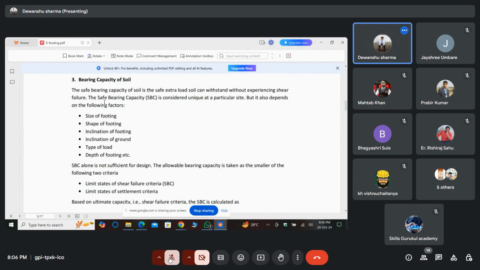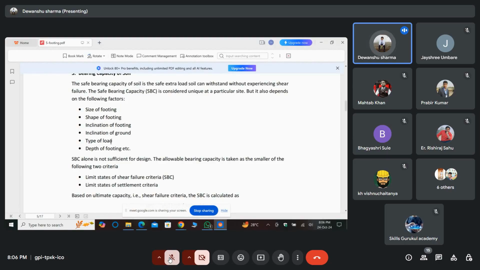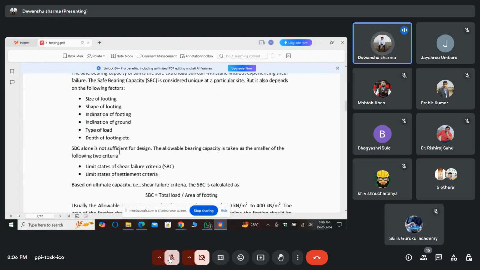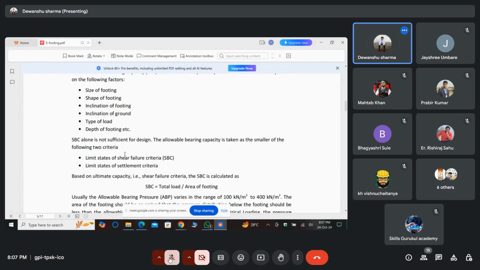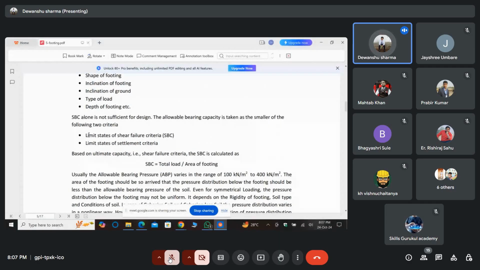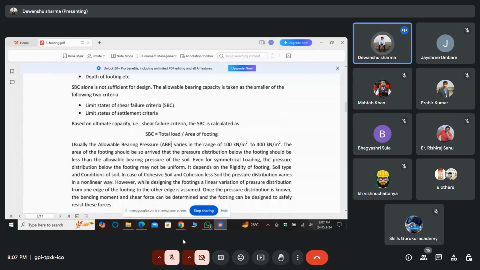Based on SBC, the size of footing, shape of footing, inclination of footing, inclination of ground, type of load, and depth of footing are decided. SBC alone is not sufficient for design. The allowable bearing capacity is taken as the smaller of the following two criteria: limit state of shear failure criteria and limit state of settlement criteria.